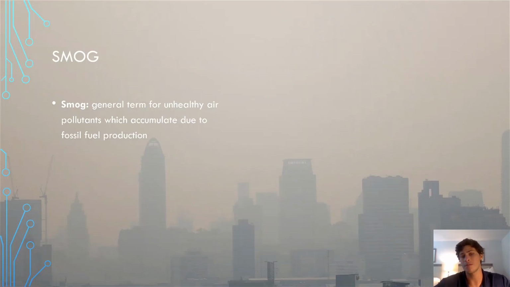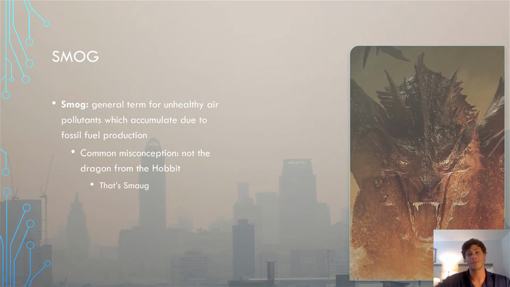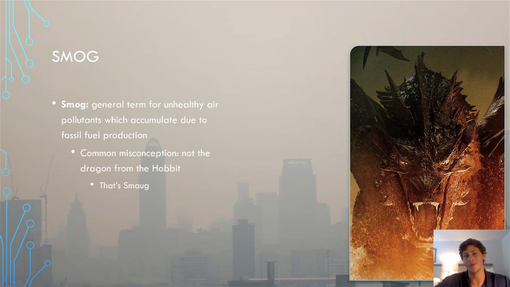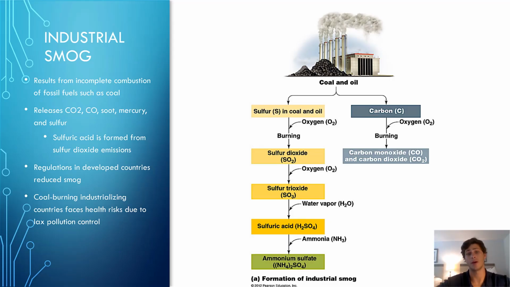Now, we're also going to talk, we just mentioned something about smog, and smog is basically a general term for unhealthy air pollutants which accumulate due to fossil fuel production in very urban, very developed areas. Now, a common misconception is that this is the dragon from The Hobbit. That is actually smog, and he's not really going to play a role in here. Instead, we're going to talk primarily about two different types of air pollution, which is going to be photochemical as well as industrial smog. Going first, we're going to be talking about industrial smog, and industrial smog simply occurs from the incomplete combustion of fossil fuels, particularly in industrial settings as well as power plants.